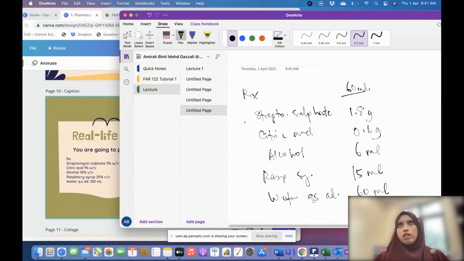will refer to your preparation worksheet later on will know how much you use of each ingredient for the preparation of the product. Okay.